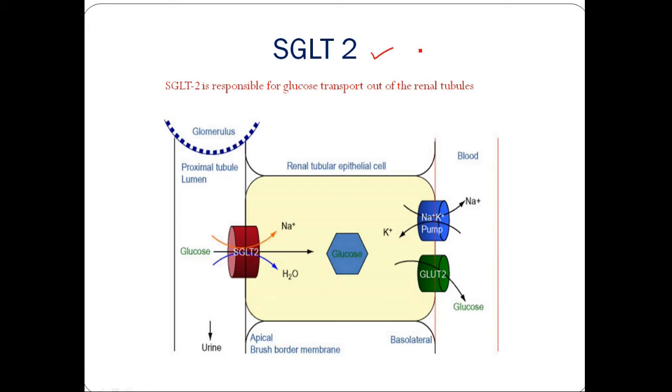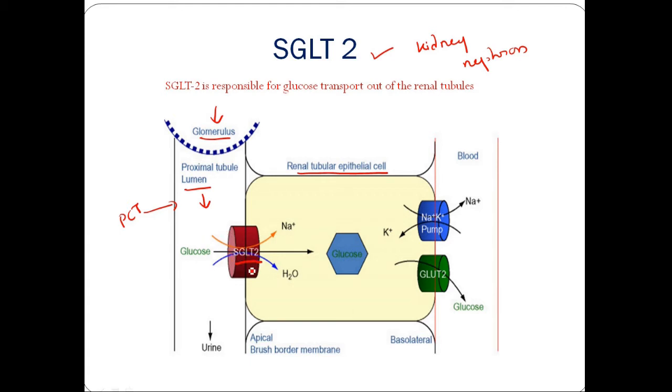It is present in kidney in the nephron. This is the proximal convoluted tubule of nephron. This is the lumen side and these are the renal tubule epithelial cells, and these are glomerulus. Here blood will come and it will undergo filtration. In this lumen, filtrate will be formed which will contain water, glucose, sodium and various other ions and waste products.